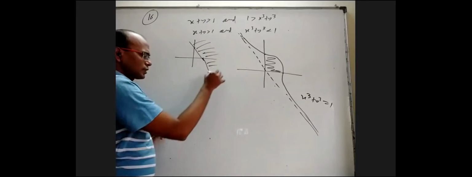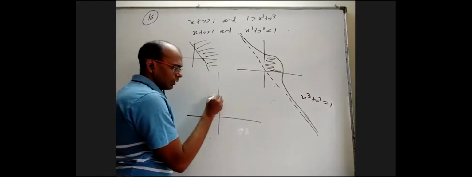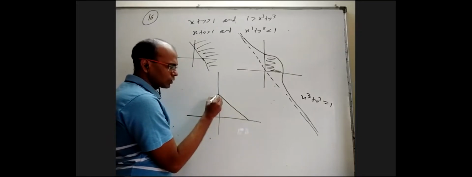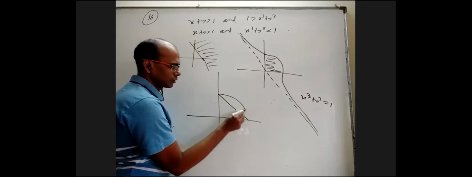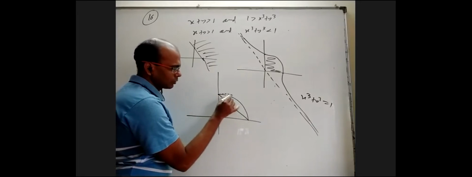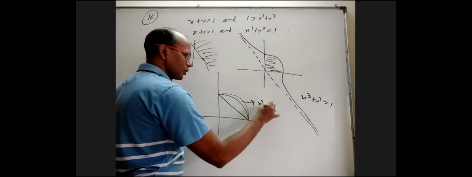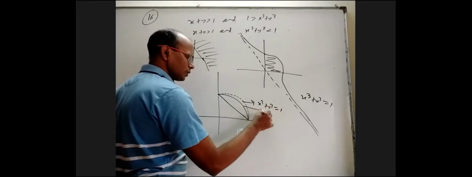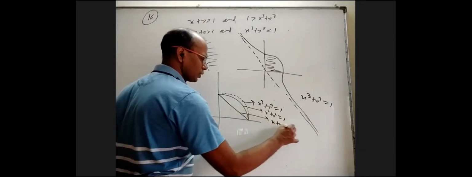If we take their intersection, I have one line. I'll also purposely draw the circle, x square plus y square equal to 1. And now I will draw this. This is x cube plus y cube equal to 1. This is x square plus y square equal to 1. This is x plus y equal to 1.